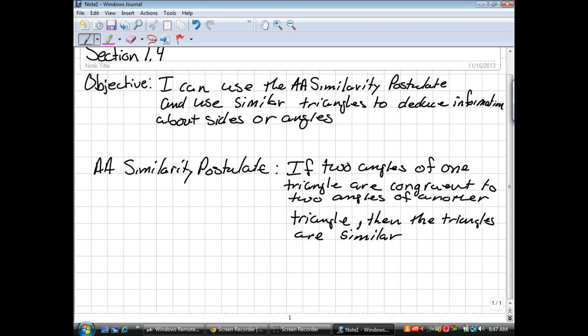The angle-angle similarity postulate gives us a way to show that two triangles are similar without having to prove everything about similarity. And so if you can show that two angles of one triangle are congruent to two angles of another triangle, then you can say that the triangles are similar.